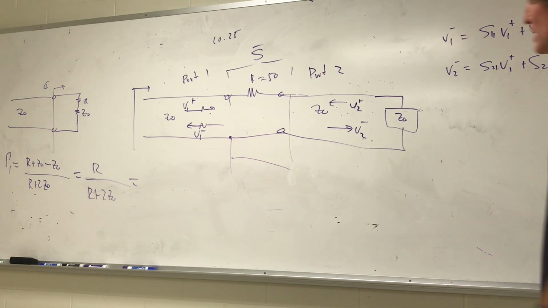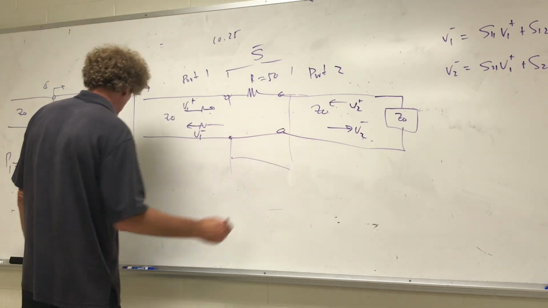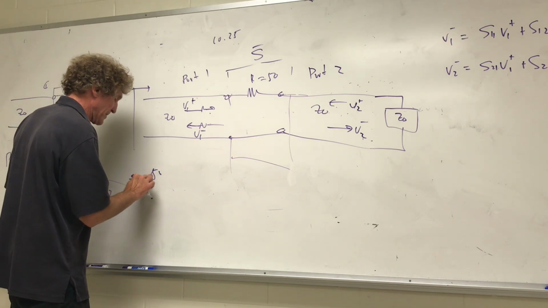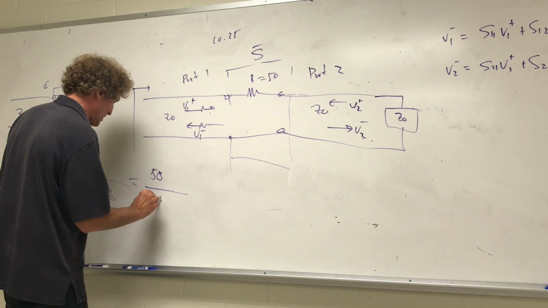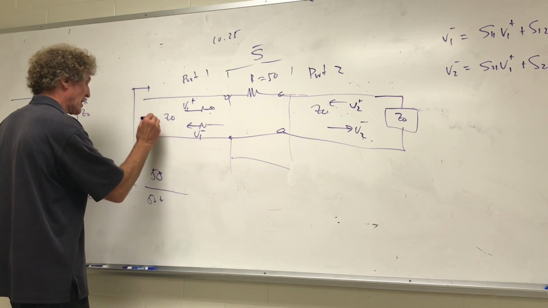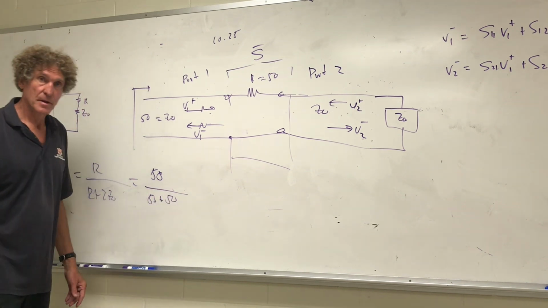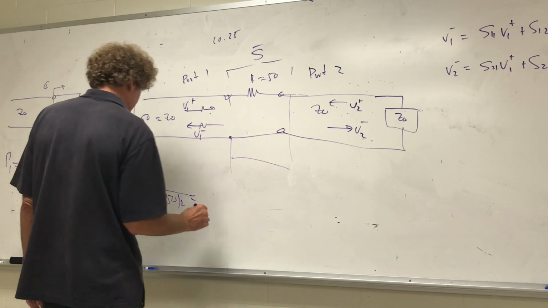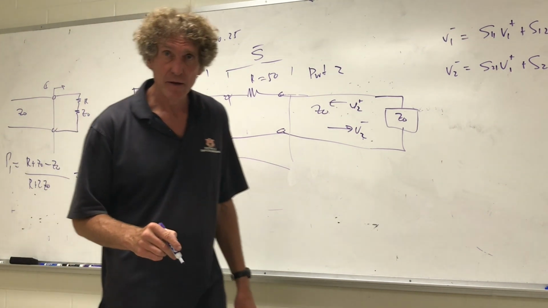So follow me. Forget the shunt right now, it means it's going to have a shunt over here. But what is this going to be? It's 50 over 50 plus, and Z0 is 50, I hope. Right? Yes. But it's times 2. So that's going to be 50 over 150, or 1/3. Y'all follow me on that?